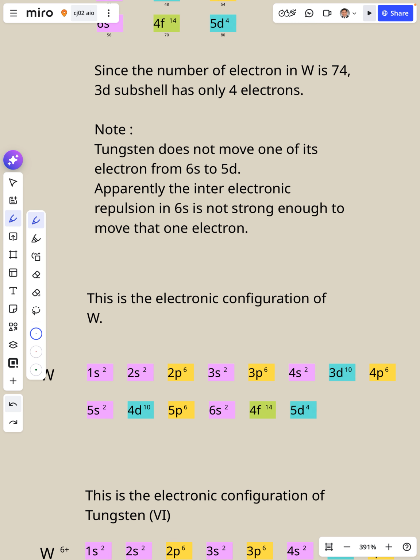Now, some of you might say, oh, one electron from 6s moved to 5d. No, not true. Tungsten is not a special case; it's because it is big. So the repulsion in 6s is not strong enough to push that electron away to 5d. So it is 6s2, 4f14, 5d4.